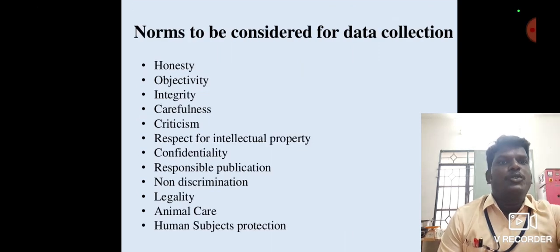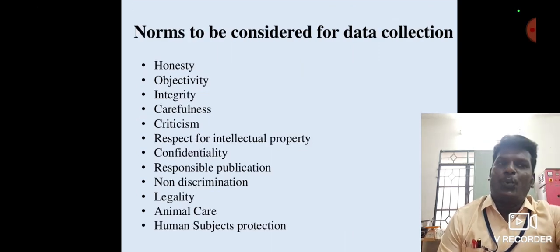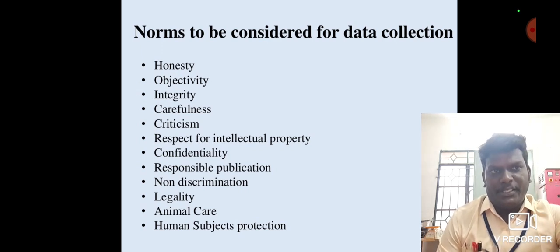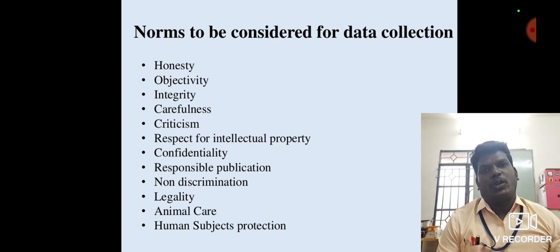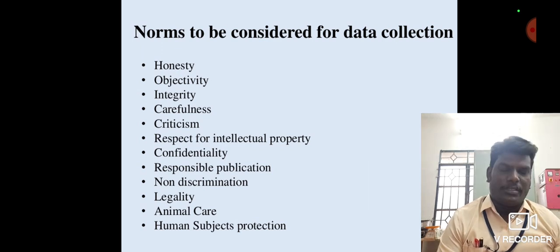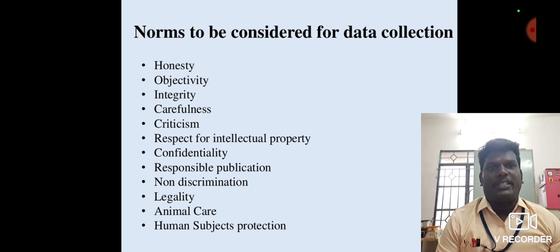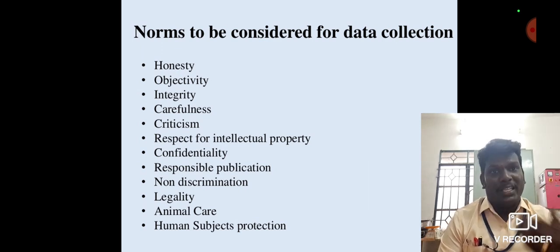So, norms to be considered for data collection. What are the norms? What does it mean, the norms? A researcher must follow the norms. When we start writing a research article, research magazines, a thesis or dissertation, or other things, we need to follow some norms. So what are the norms we are going to discuss?